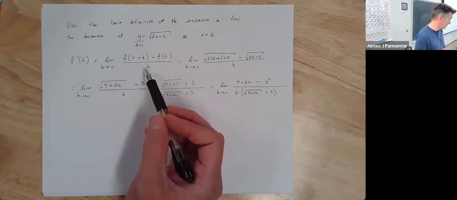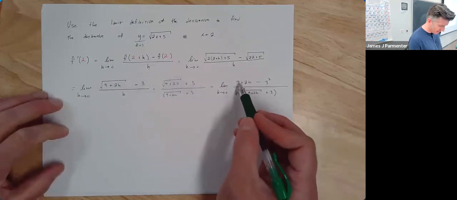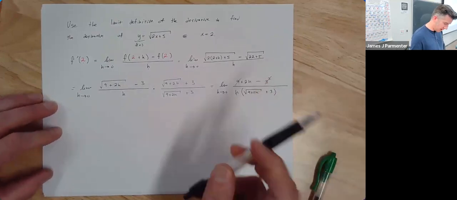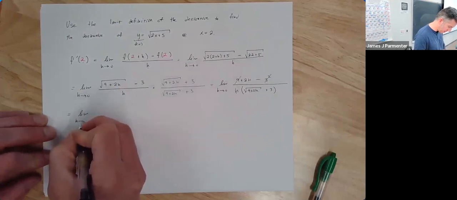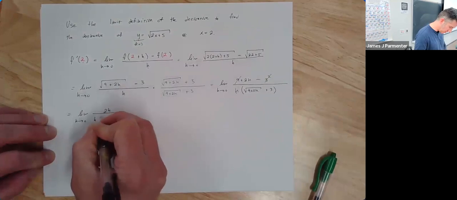It's causing us problems. So it's going to work because on top I've got 9 minus 9. Those cancel out. And then I've got 2h over h. I would probably skip this step if I was a student doing this problem, but I'm going to show it. I'm going to go 2h over h times all this stuff.